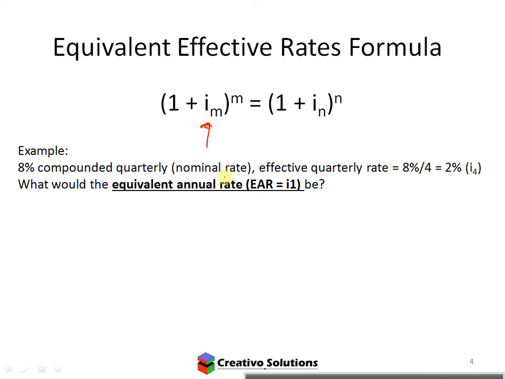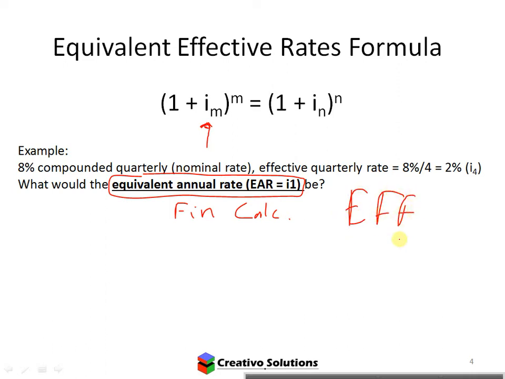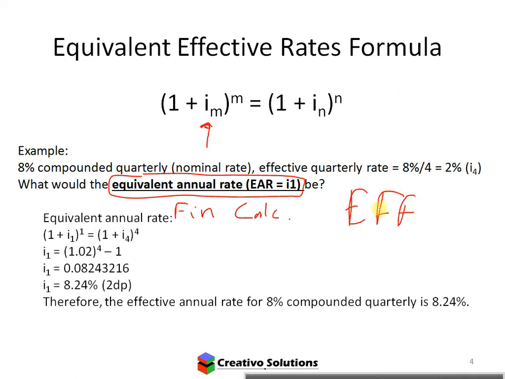Is there a shortcut when working out I1? Do you have to use the formula for I1? No, you can use the financial calculator. I1 being the yearly rate, being the EFF. Remember that? Yes. So how would I work out this amount?